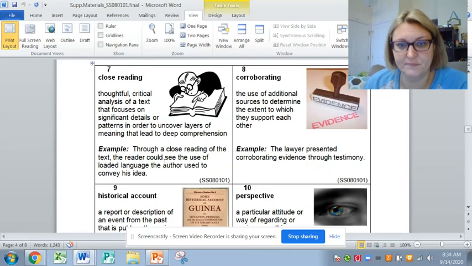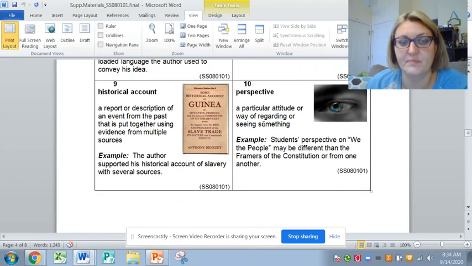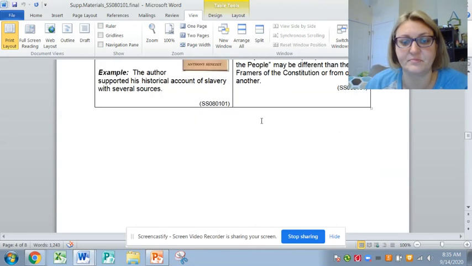to convey his idea. Number 8, corroborating, the use of additional sources to determine the extent to which they support each other. Example, the lawyer presented corroborating evidence through testimony. Number 9, historical account, a report or description of an event from the past that is put together using evidence from multiple sources. Example, the author supported his historical account of slavery with several sources.